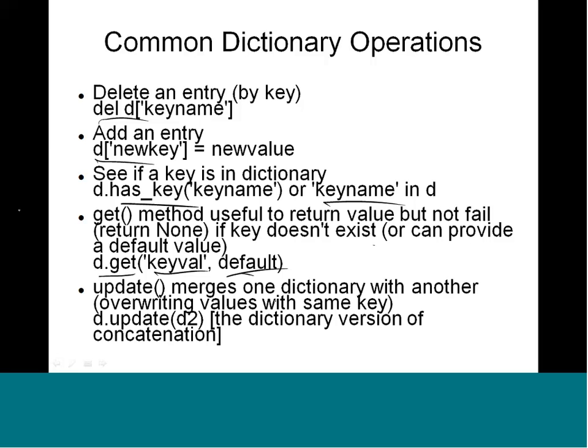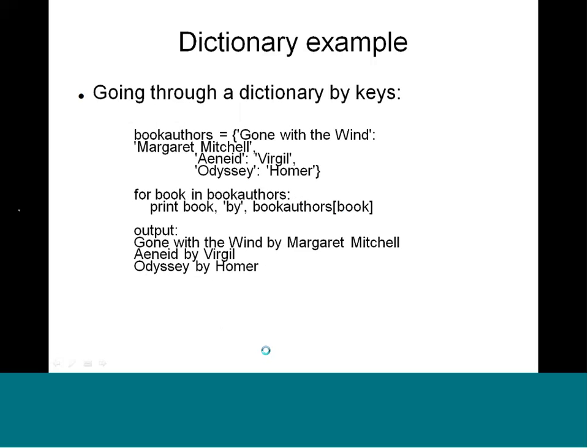Update merges one dictionary with another and overwrites the values with the same key. So the usage is update D2, the dictionary version of concatenation. Now if you want to iterate over a dictionary through the keys, we can use the for command.